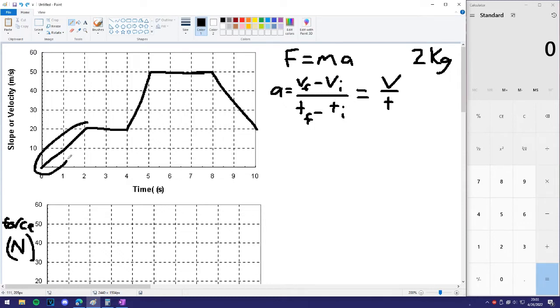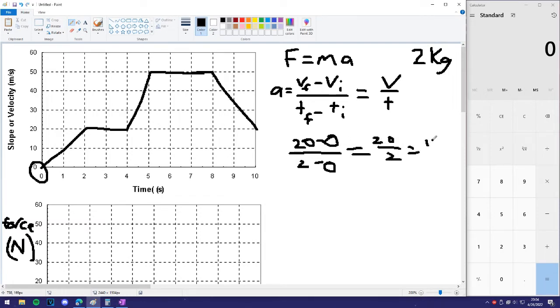So to start out, for just this part of the graph, our final velocity and time are going to be 20 and 2. And since our initial velocity and time are 0, we're just not going to do anything here because it's 0. That equals 20 over 2, which is equal to 10 over 1, just 10 meters per second squared. Okay, now that we have the acceleration, we're going to plug it into the F equals ma formula.